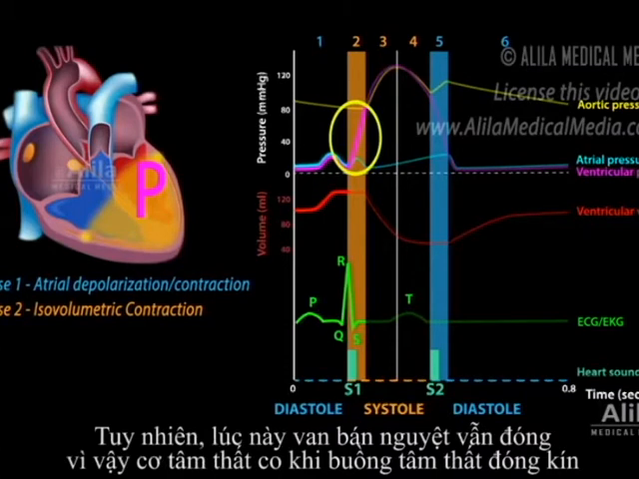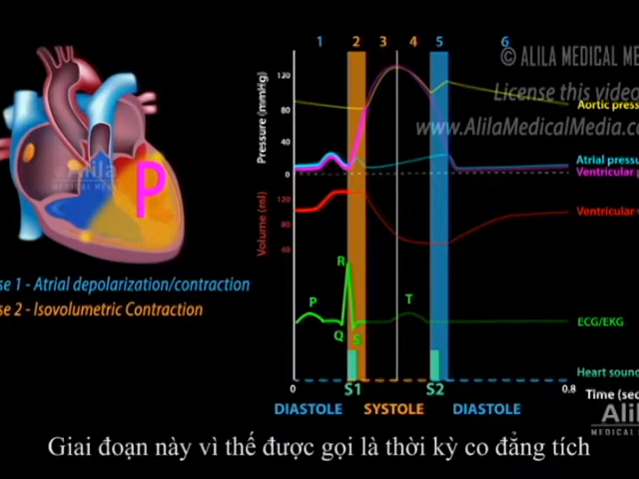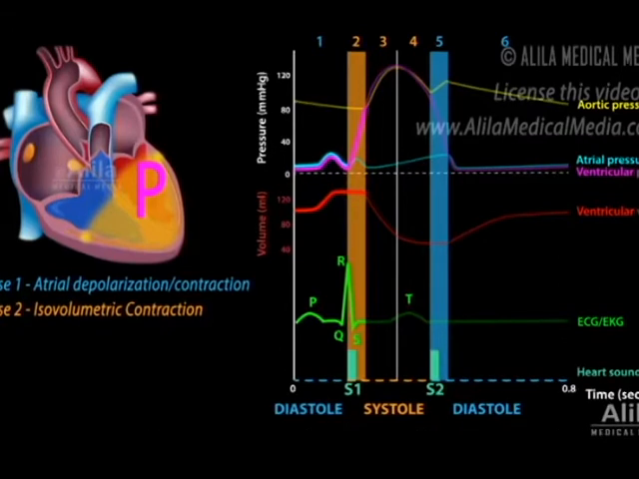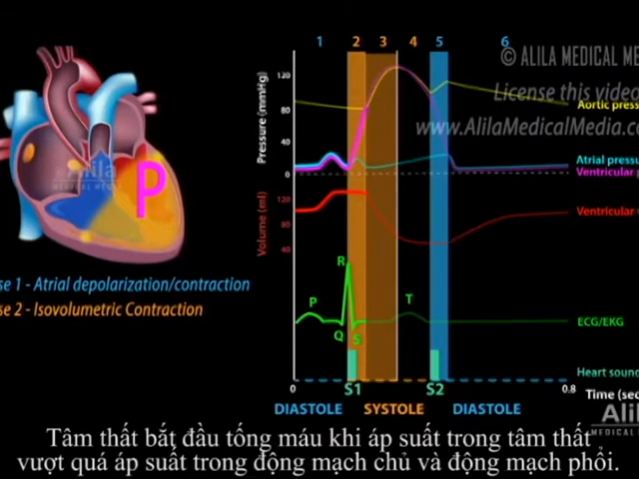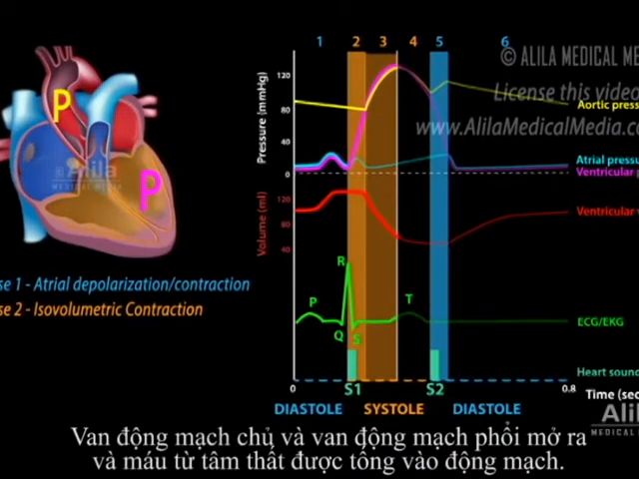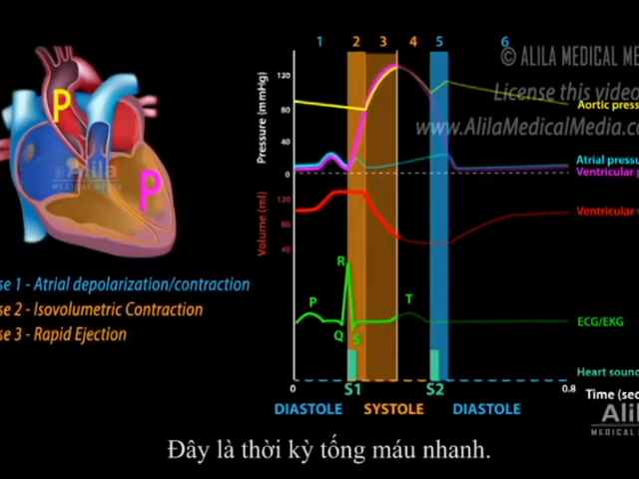For a moment, however, the semilunar valves remain closed, and the ventricles contract within a closed space. This phase is referred to as isovolumetric contraction, because no blood is ejected and ventricular volume is unchanged. Ventricular ejection starts when ventricular pressures exceed the pressures within the aorta and pulmonary artery. The aortic and pulmonic valves open, and blood is ejected out of the ventricles. This is the rapid ejection phase.